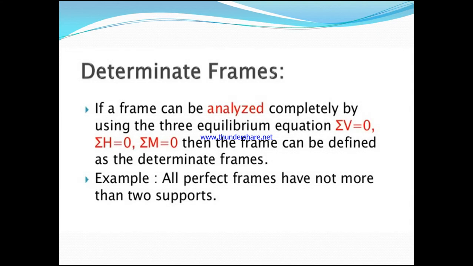Now we'll see what is a determinate frame. The frame which can be analyzed by using the equilibrium equations, that is summation of all vertical forces equals to 0, summation of all horizontal forces equals to 0, summation of all moments equals to 0, then such type of frame is known as the determinate frames. Example, all perfect frames which have not more than two supports come under the category of determinate frames.